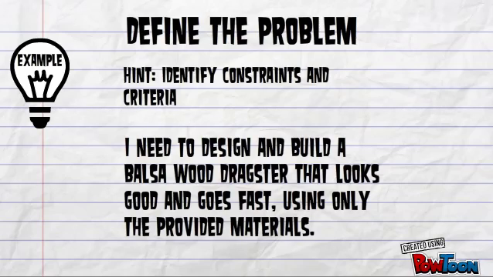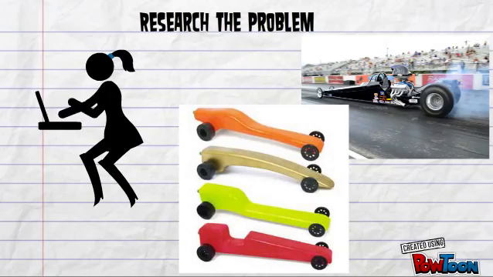Let's look at an actual example of this. In 7th grade, you are required to design and build a balsa wood dragster. The first thing that you need to do is identify the different constraints or limits and criteria. An example problem statement might look something like this. I need to design and build a balsa wood dragster that looks good and goes fast, using only the materials provided. The next step would be to research the problem.